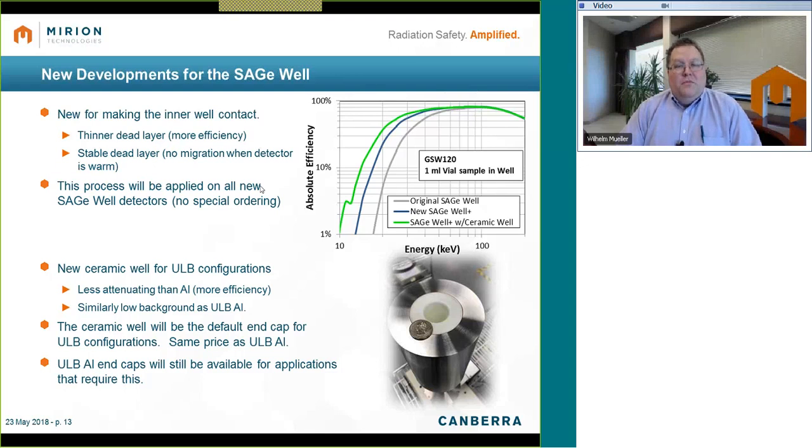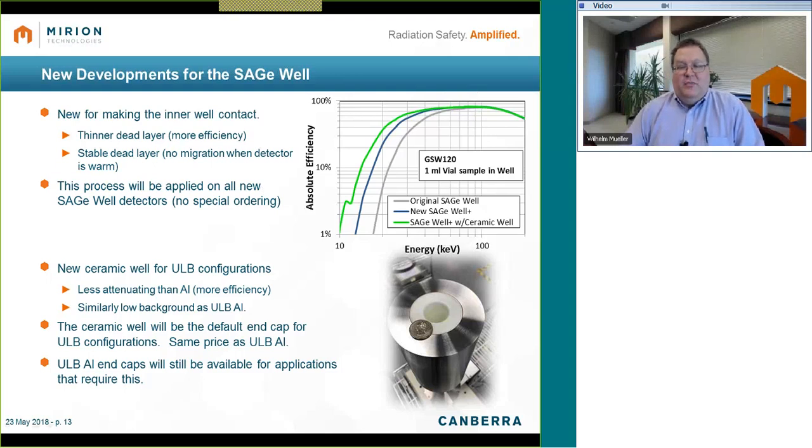The other new development that we've done is we've developed a well insert that is less attenuating than our aluminum end cap material, and also is of ultra-low background characteristics. So for our ULB offerings on the SAGE well detector, we will have as standard a new ceramic well insert. Again, it's less attenuating than our current aluminum end cap, but still has the same ultra-low background properties.